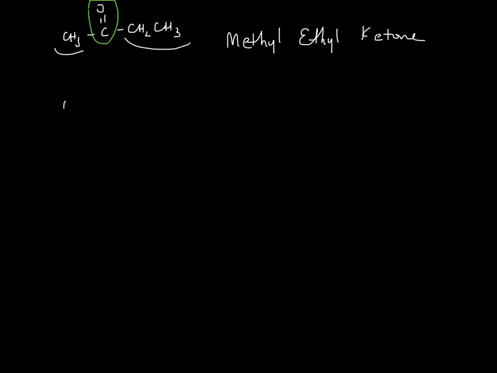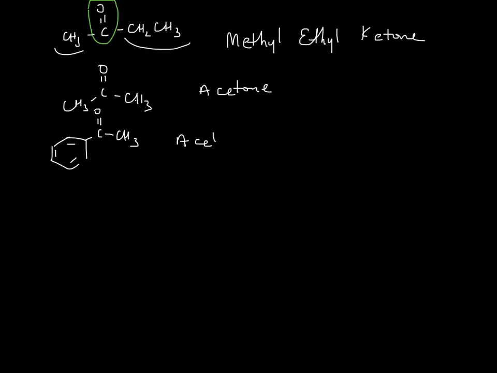But here are some common names that you do need to know. These get used in IUPAC as well. This one with 2 acetyl groups, this is acetone. Acetone is something that we've used quite a few times in lab. It's a very, very common solvent. The acetyl group attached to a phenyl ring is called acetophenone. And that's a name that you need to know.